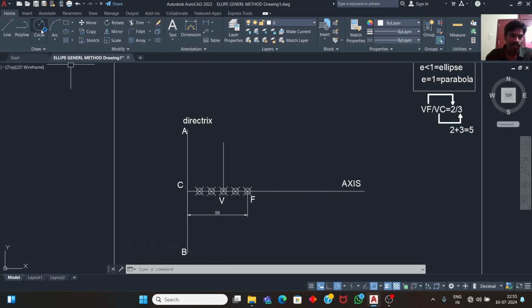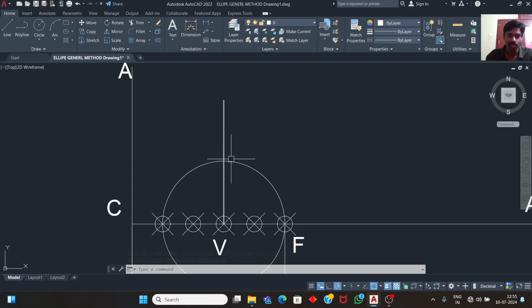Next take the circle, V as the center, F as the radius, and draw the circle. The circle and this perpendicular line both intersect here. This is the point E.